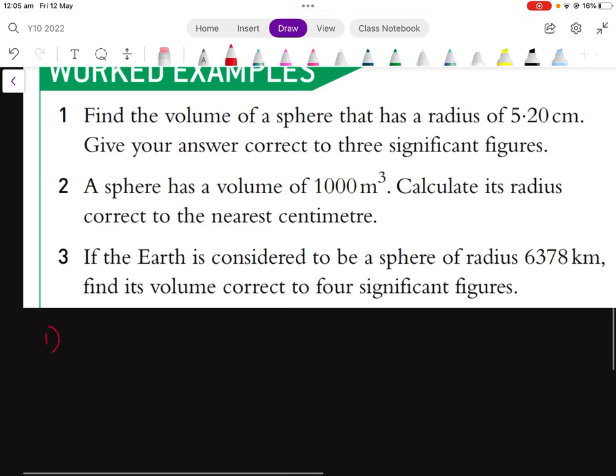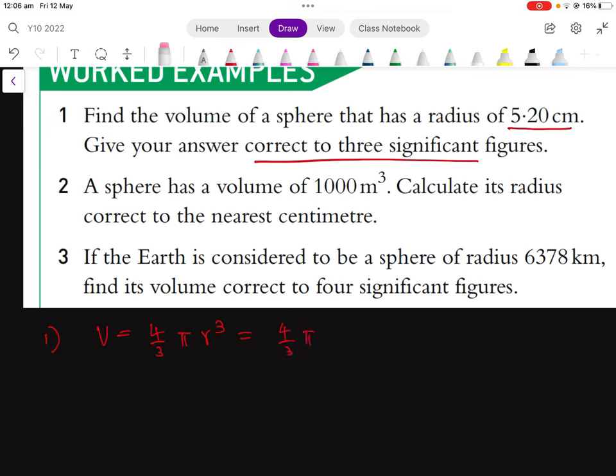First one, find the volume of the sphere that has a radius of 5.2 centimeters, correct to three significant figures. So volume is 4/3 pi r cube, r being 5.2. Let's replace that value with 5.2, the whole cube, and the units will be in centimeter cube.